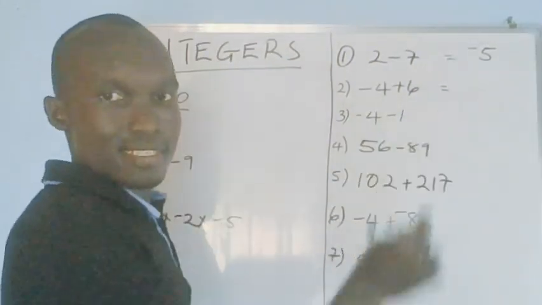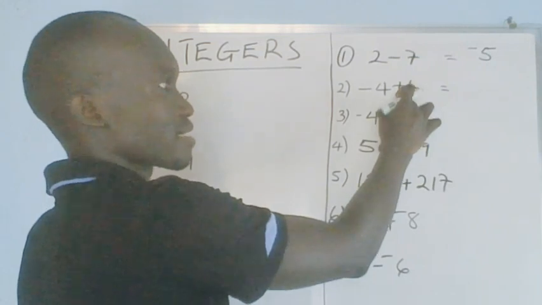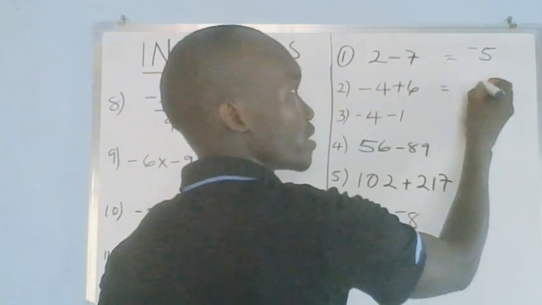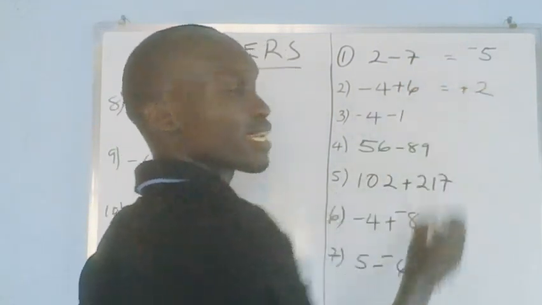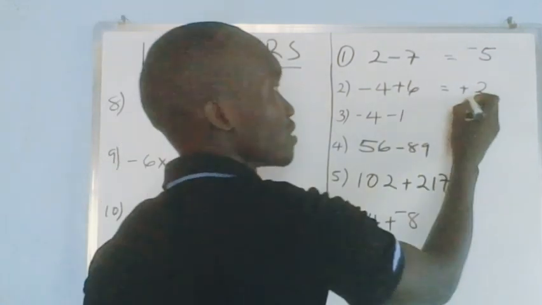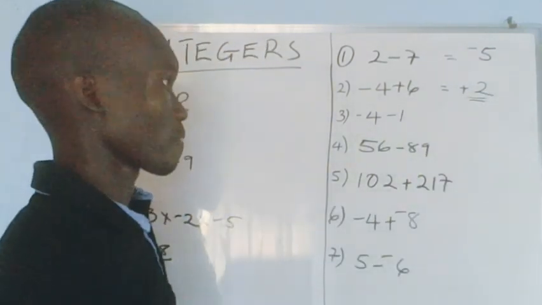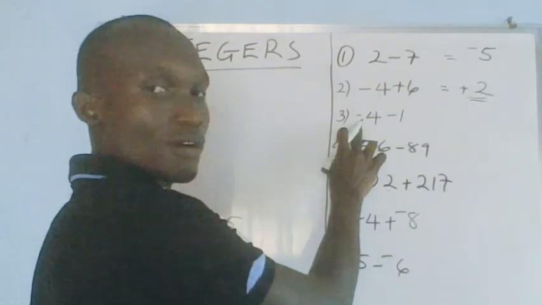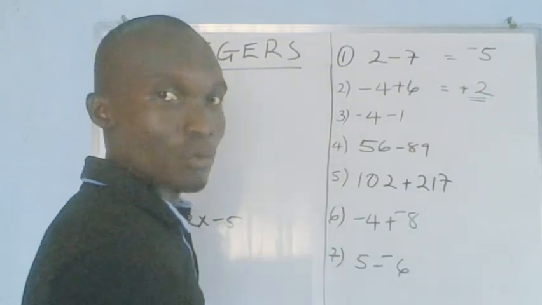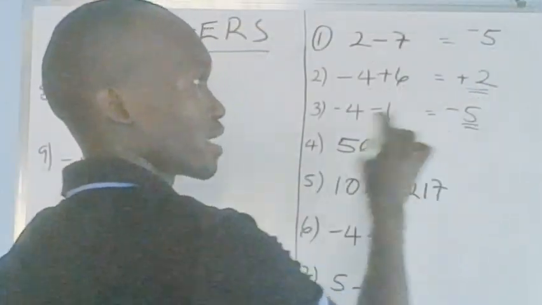Negative 4 plus 6. It will be like 6 minus 4. This one will be 2. And we keep the sign of the bigger number, which is positive. Negative 4 minus 1. So this will be negative 5.